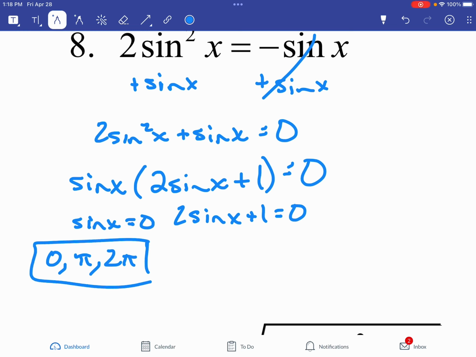And then for the second one, I'm going to subtract 1 and divide it by 2. So where is the y value going to be negative 1/2? There's our 2 of those. They are 7 pi over 6 and 11 pi over 6.